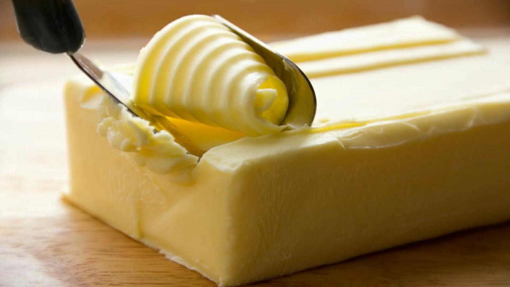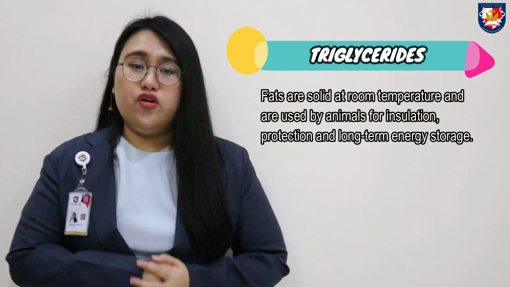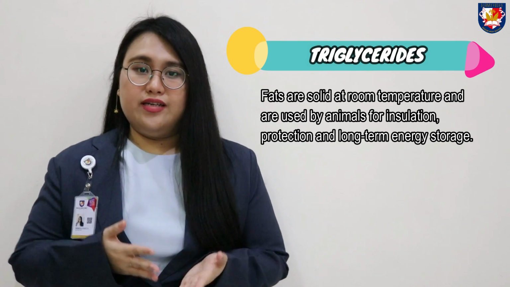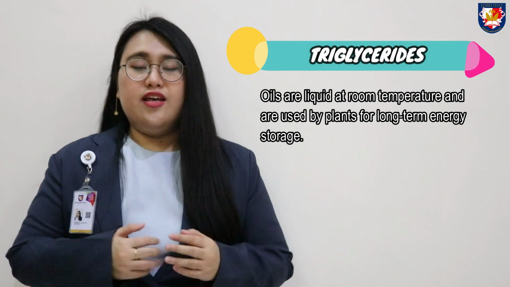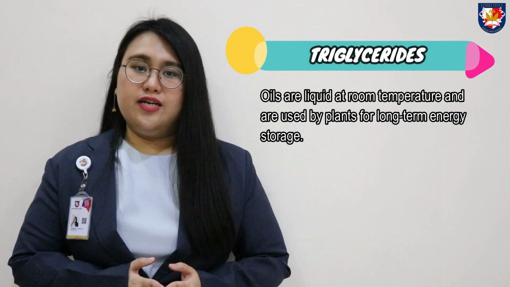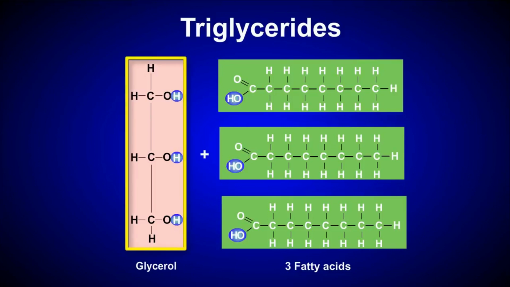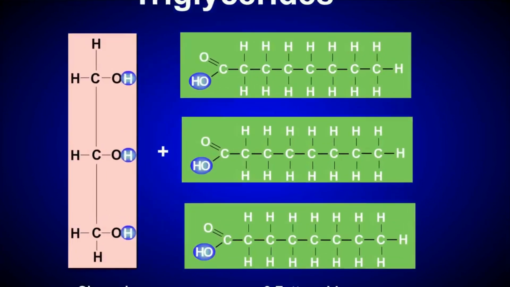Triglycerides consist of fats and oils. Fats are solid at room temperature, and they are used by animals for protection, lubrication, and long-term energy storage. While oil is liquid at room temperature, and it is used by plants for long-term energy storage. At the molecular level, triglycerides contain two subunit molecules, which are cholesterol and fatty acids.